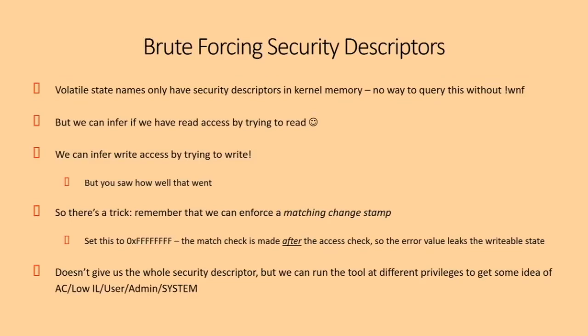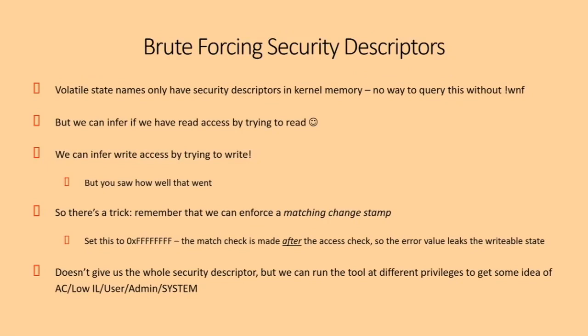FFFFFFFFFFF? Well, if you have write access, you're going to get back status invalid change stamp, which basically tells you it's not an FFFFFFF right now. No write's going to happen, so you didn't corrupt anything. If you don't have access, you're going to get access denied, and it's still not going to change anything. So if I get access denied, I know I don't have write access. If I get invalid change stamp, I know I have write access, but thankfully I didn't modify the data.